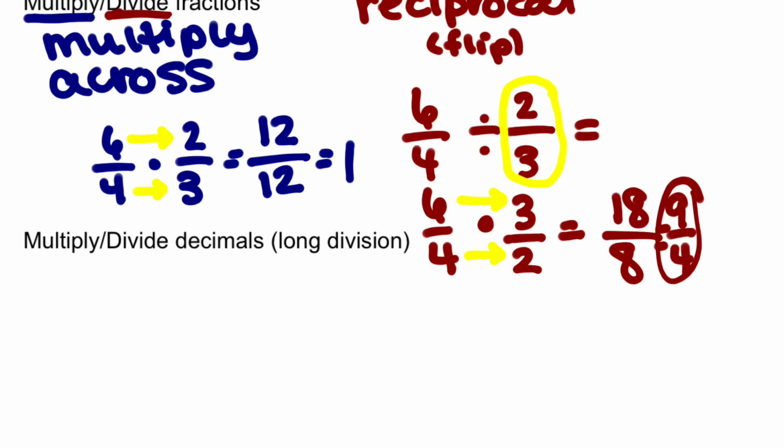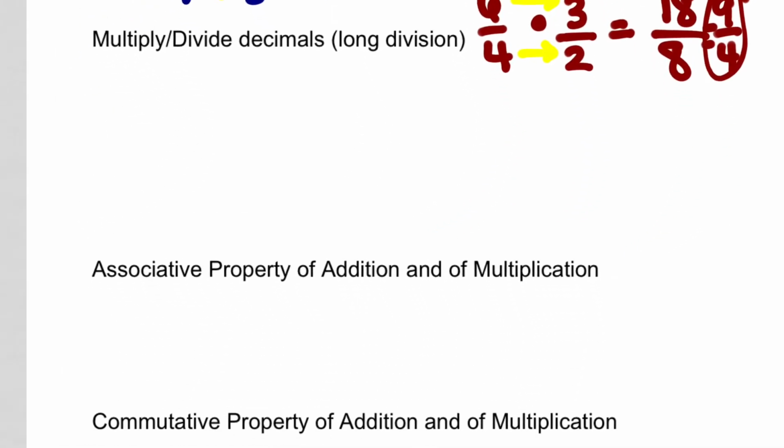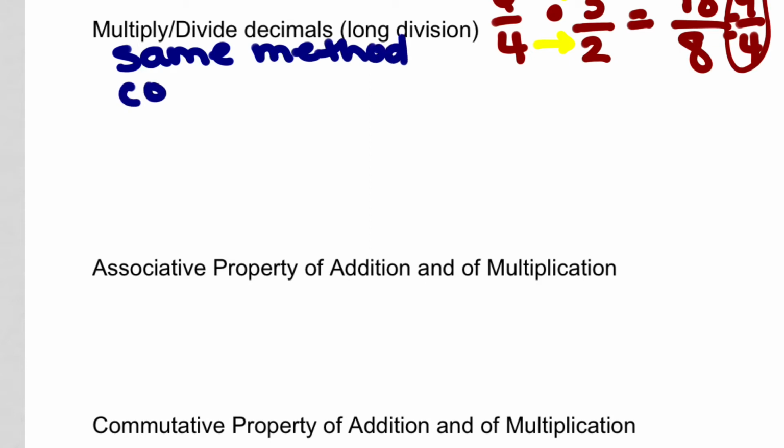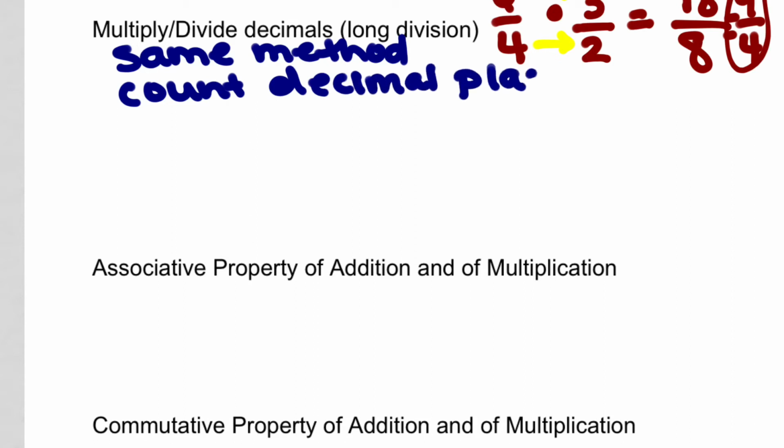All right, so let's move on now to multiply and divide with decimals. Okay, so this time we're going to do decimals. When we multiply and divide with decimals, it's the exact same as with any other number. So we're going to use those same methods, but we're going to make sure that we count our decimal places. And this is something you did in grade school. So we didn't really work on it much here, but let's look at this.